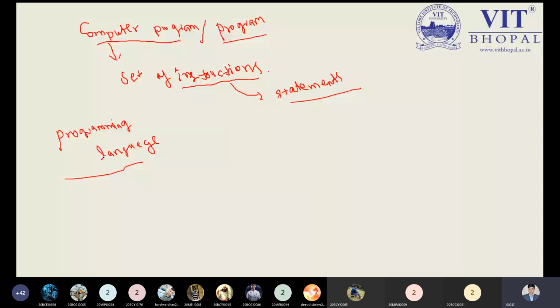So the user is able to write everything in English statements, followed by some syntax and semantics. But the machine will not understand ABC, print and other things. The machine understands in a different way. That is the machine language, because the machine has its own language and you have a different language. So this is why we have the programming language.